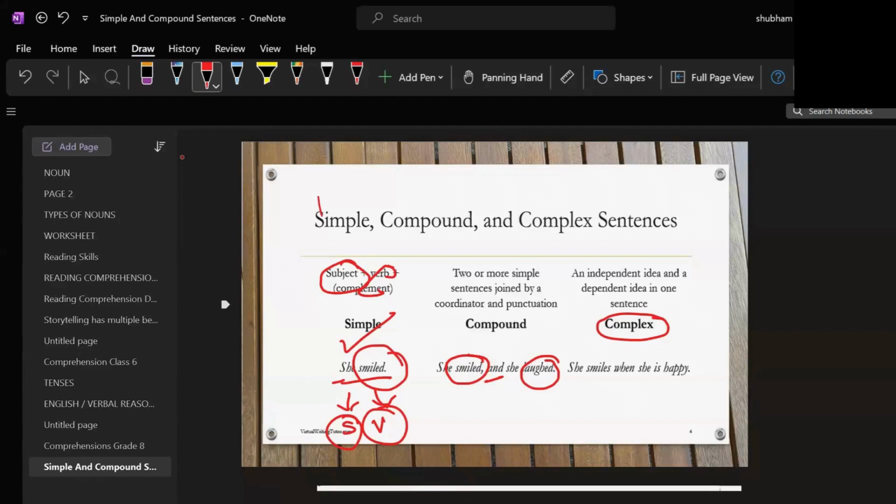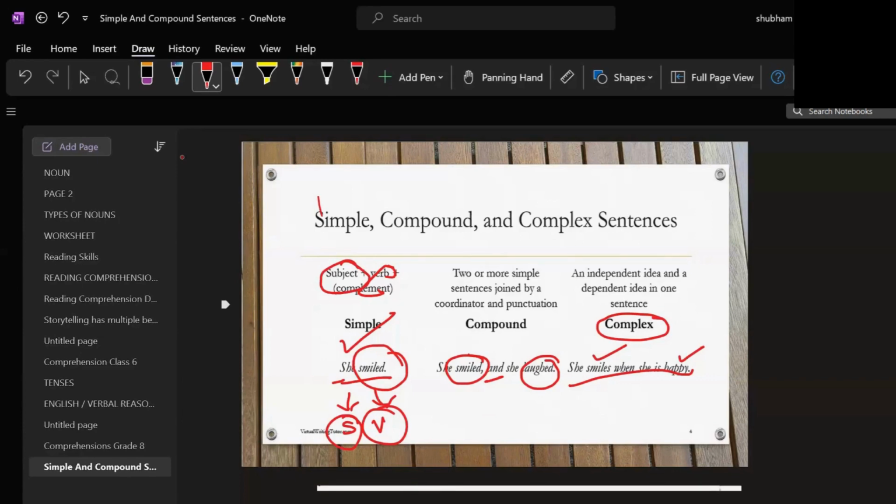Okay, let's come to an independent idea and a dependent idea in one sentence. When there is one independent action taking place and the other action is dependent upon that action, it is known as a complex sentence. Like my sentence tells you, she smiles when she is happy. So when does she smile? Only when she is happy. And for that, the person should remain happy. So each of them is dependent upon the other.